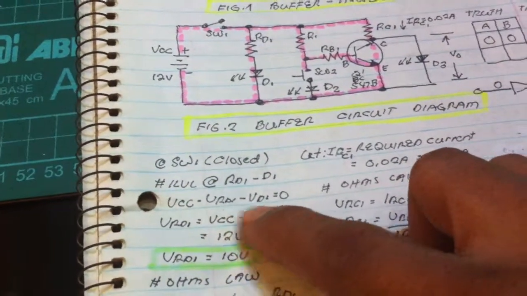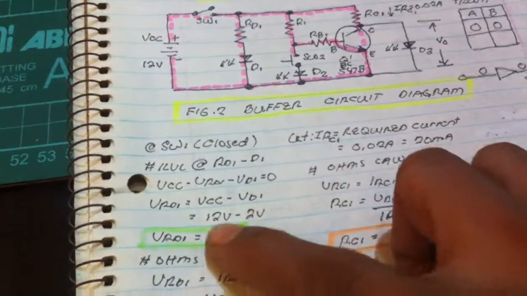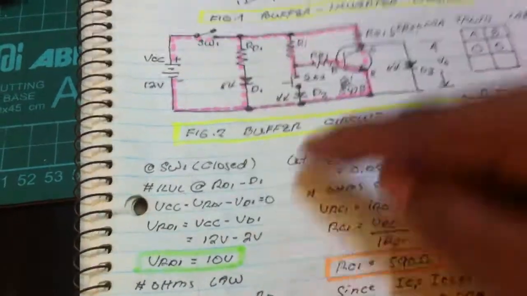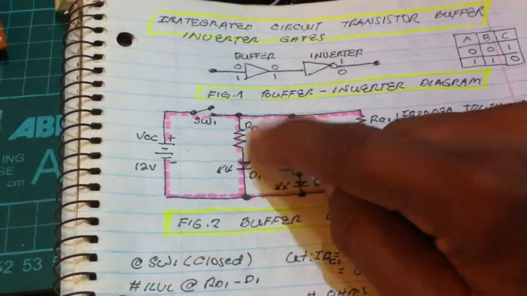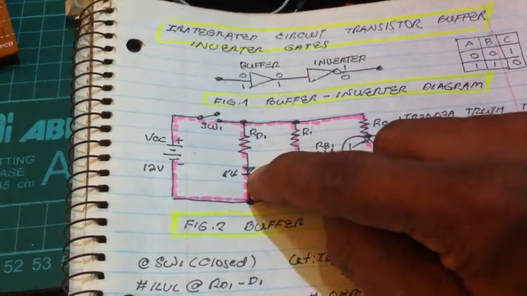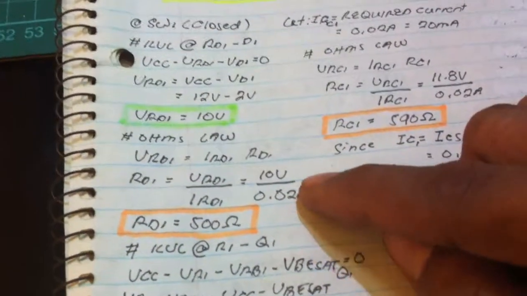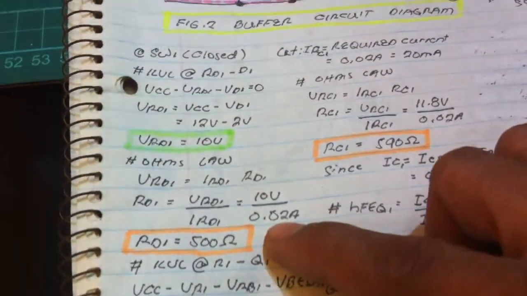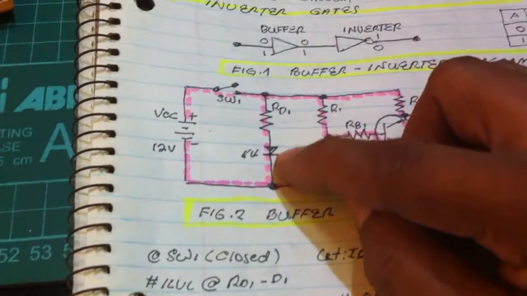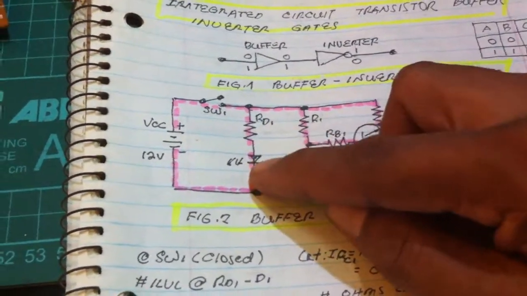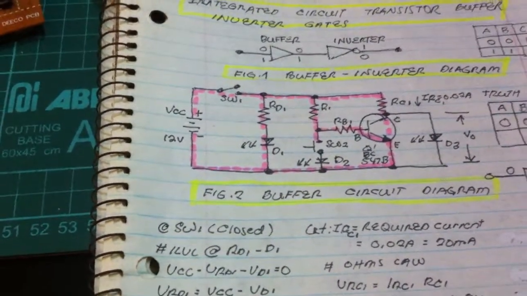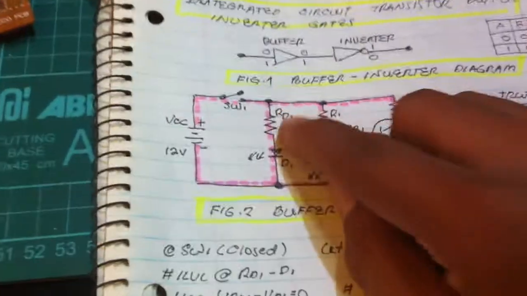So closing the switch, making the current flow here, using KVL, VCC minus the voltage drop across the resistor and diode is equal to 0. Now we have the voltage rating of the LED is 2 volts, so we get 10 volts across RD1. So we need this RD1 to limit the current at the LED. To compute for the resistance using Ohm's law, V is equal to IR. Substituting the calculation, we get 500 ohms. 0.02 ampere is the current that flows into the series connection of these two, the current rating of the LED to turn on. So we get now 500 ohms.